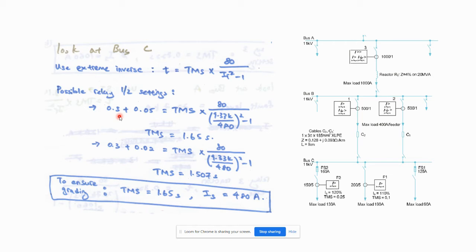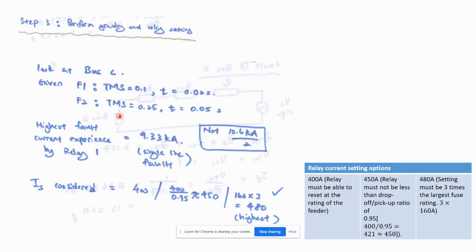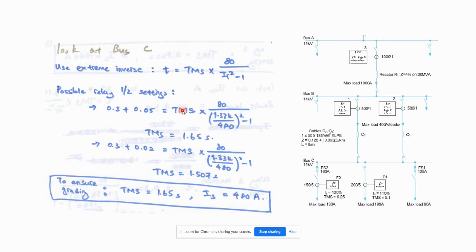So the first possible one is to grade with fuse number 2, which has 0.05 seconds of reaction time. So 0.3 plus 0.05 equals TMS multiply AT. This AT is the fixed constant of the equation, over IR squared minus 1. IR is the relative current of the fault with the setting current. The fault is 9.33K that we considered, and the setting current is 480. We substitute all these values and get a TMS of 1.65 seconds. And this 1.65 seconds is the TMS of relay 1 and relay 2.